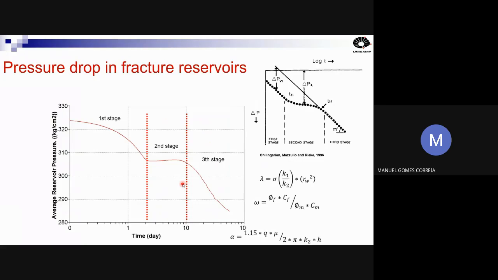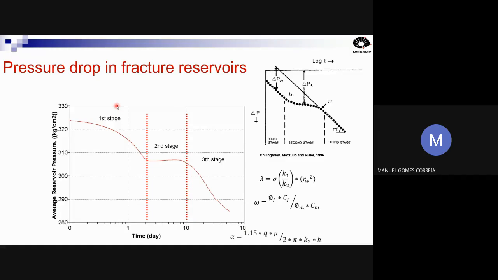Okay, so there are other techniques that are very useful to define if a fracture reservoir has a dual porosity behavior or single. So this is another example. It is an example of a well testing. So in this case, it's not average reservoir pressure, it's the well pressure, okay?